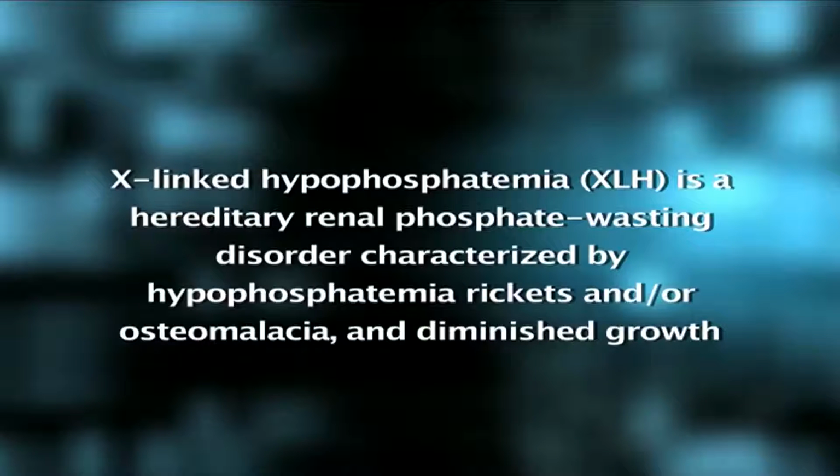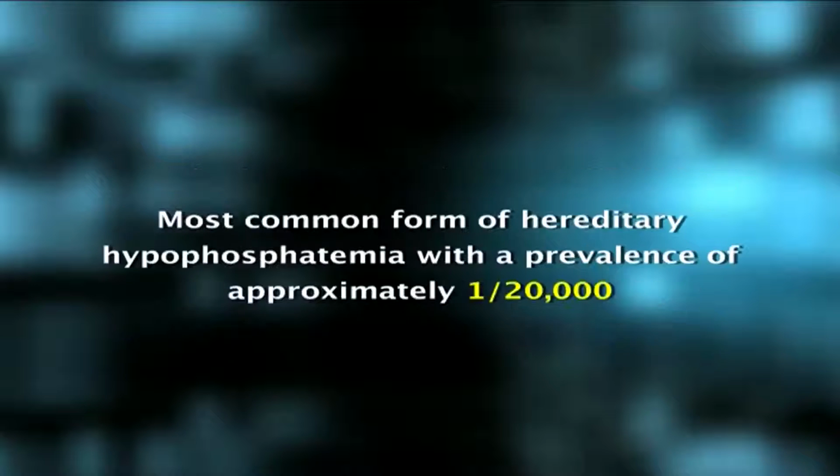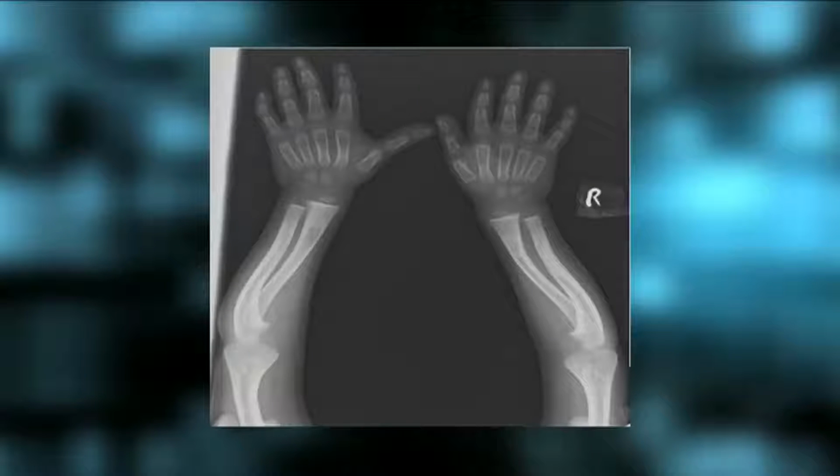X-linked hypophosphatemia, designated as XLH, is a hereditary renal phosphate wasting disorder characterized by hypophosphatemia, also called rickets or osteomalacia, and diminished growth. It is the most common form of hereditary hypophosphatemia with a prevalence of approximately 1 in 20,000. The disease affects both sexes equally.